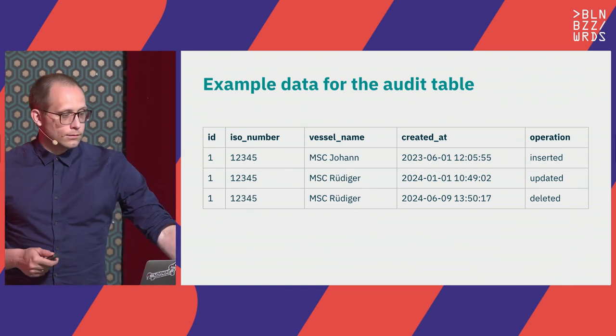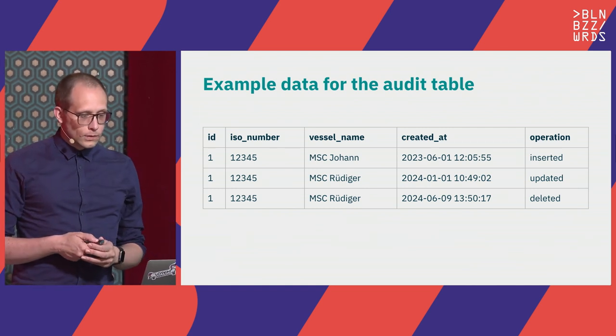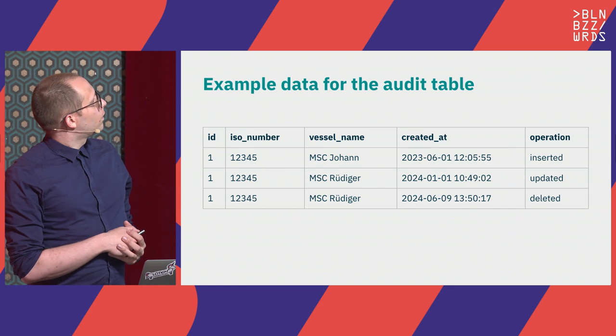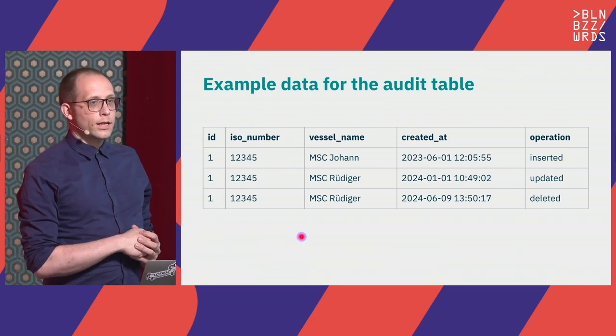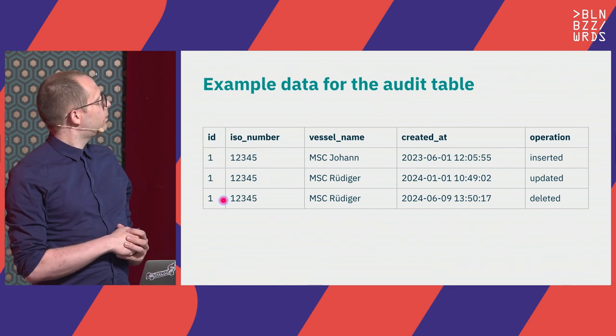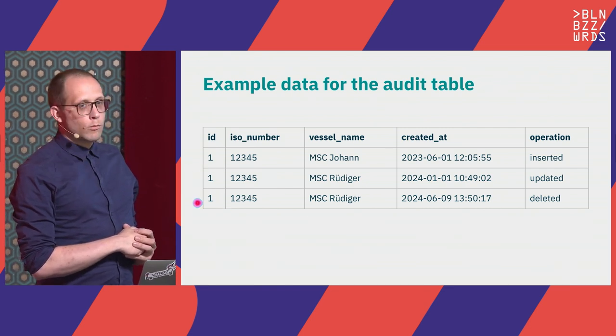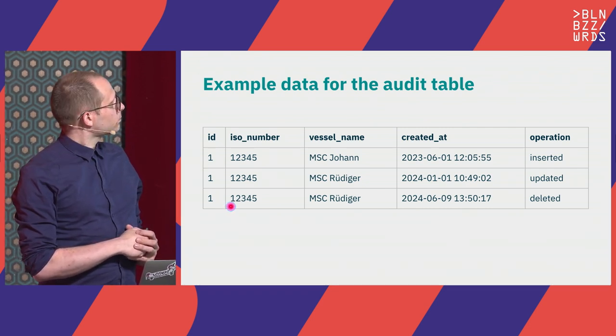The audit table then looks like this. The ID is always the same because it references the primary key from our vessel table. And now we know why I had to remove the primary key for this table. The ISO number always stayed the same.